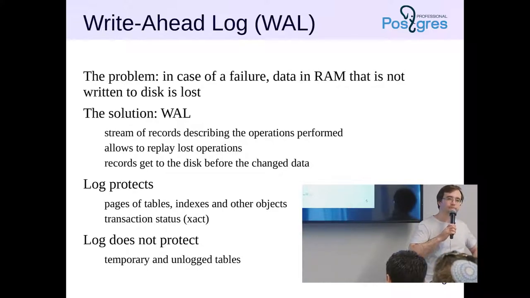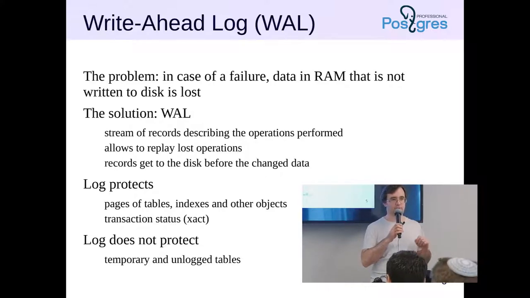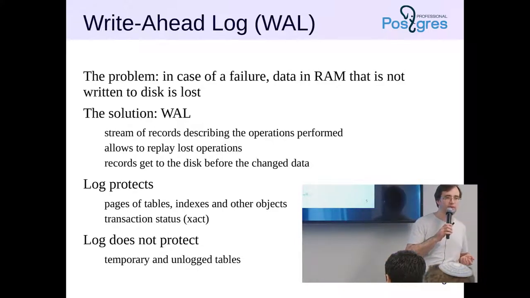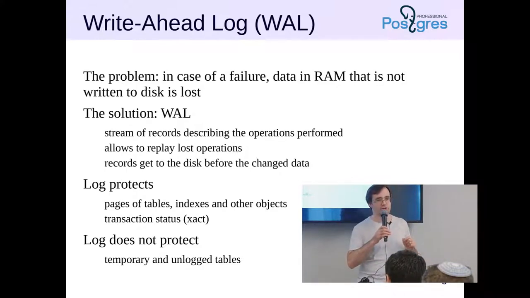Write-ahead log is a stream of records. Before we change something, we construct a log record which describes our intent. We write that we want to change some part of a data page and put this record into write-ahead log. And then we can change the data page. And records, WAL records, must go to disk, to non-volatile storage, before changes of the data page itself. That's why it's called write-ahead log.